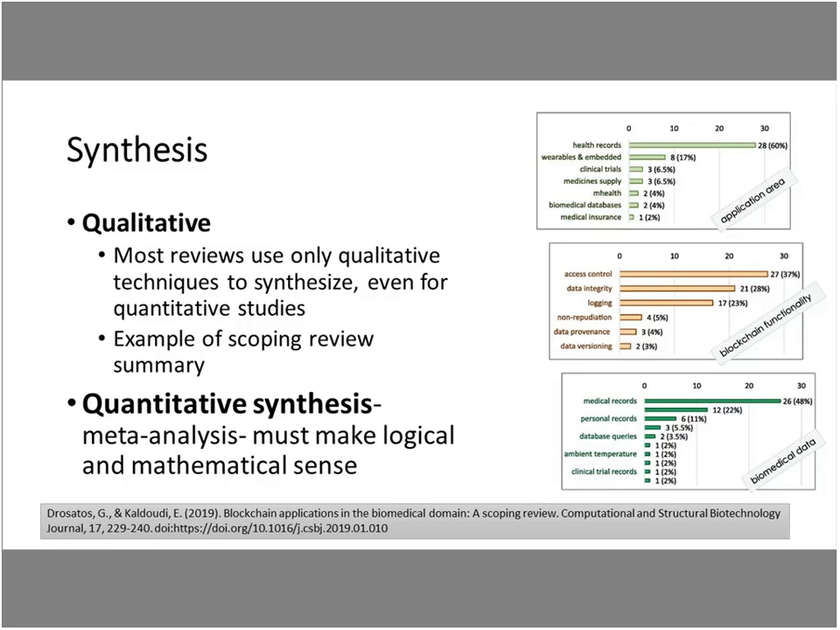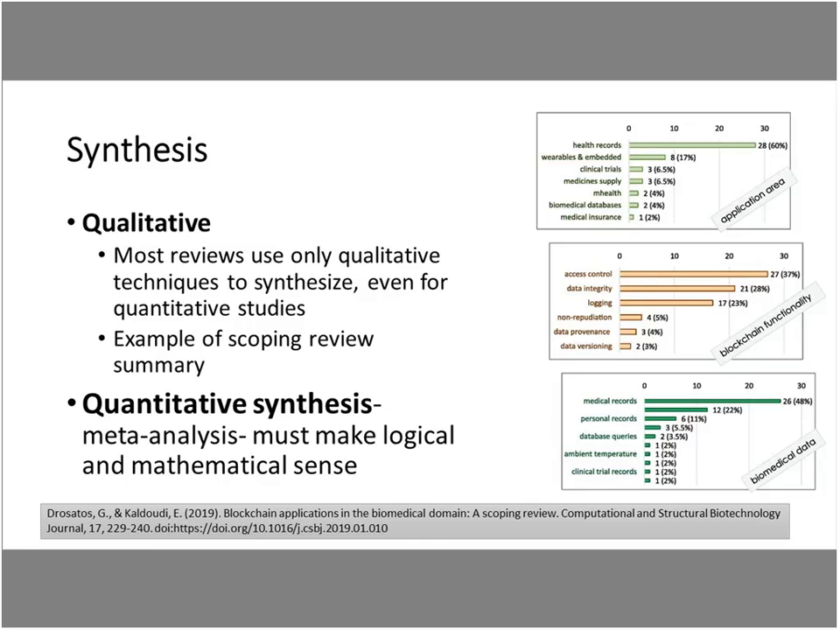Then when we're doing a systematic review, all the studies that we're looking at are very similar, so then you would have different ways of combining them, and how you're presenting the data to the reader is really going to vary. We'll look at some evidence tables here in a little bit when we get into the examples. When they can do a quantitative synthesis, this is where it must make logical and mathematical sense.